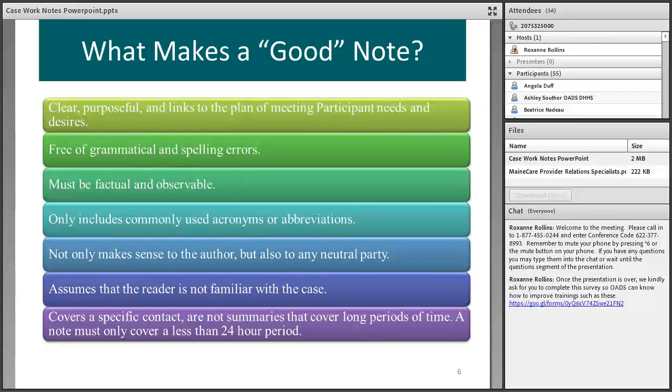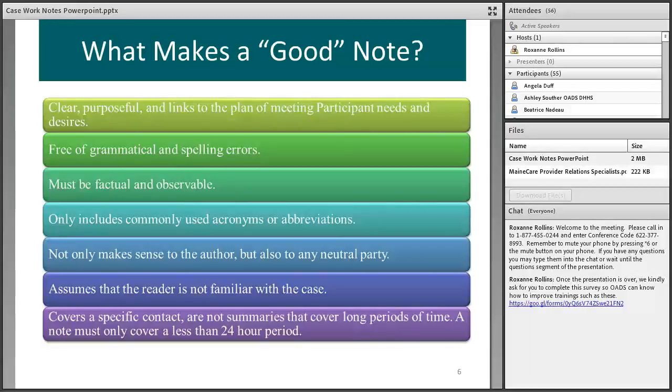It only includes commonly used acronyms or abbreviations, and we are going to talk more about that later, how that would look. It not only makes sense to you, the author, but also to any neutral party. So if your supervisor or his or her supervisor went in to read a note, on its own, that one note, they should know who you're talking about, who the people involved are. And again, we're going to get into detail on that.